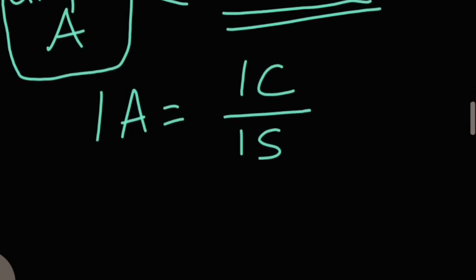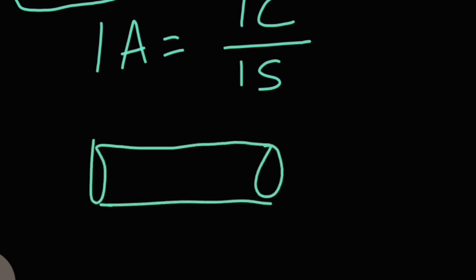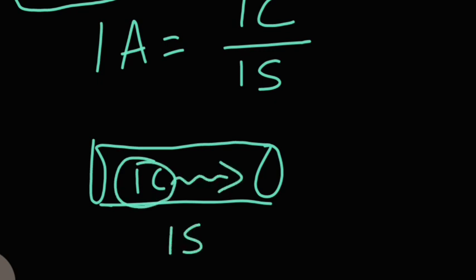Okay, so let us define 1 ampere. Suppose you are asked to write what is 1 ampere, or how will you define 1 ampere? So if 1 coulomb of charge is moving through a conductor in 1 second, we can say that a current of 1 ampere is flowing through that conductor.